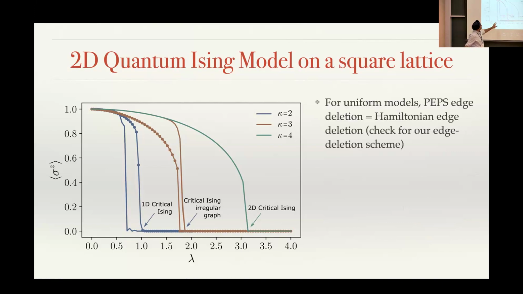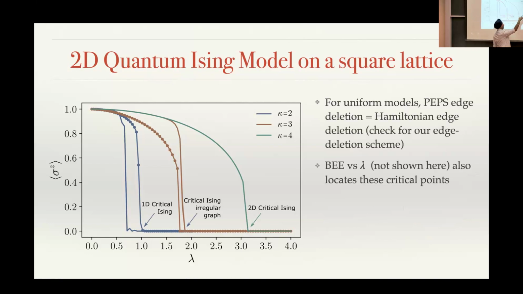Okay, so the lesson from this exercise was that for uniform models, our edge deletion scheme indeed corresponded to deleting terms from the Hamiltonian. So this gave some kind of an indirect check for our edge deletion. But it also highlights some applications of our bond entanglement entropy based truncation.